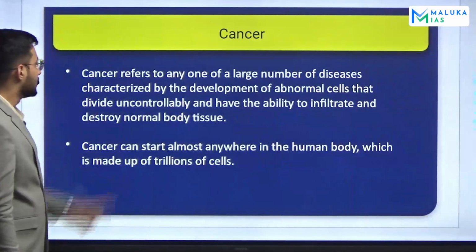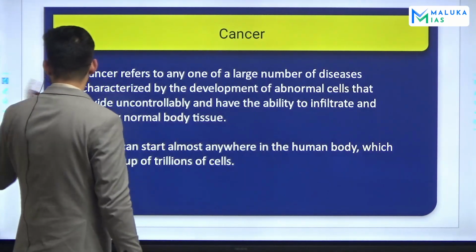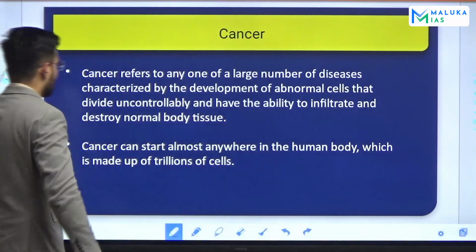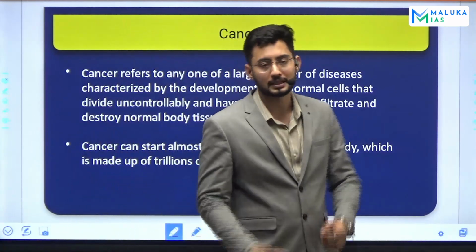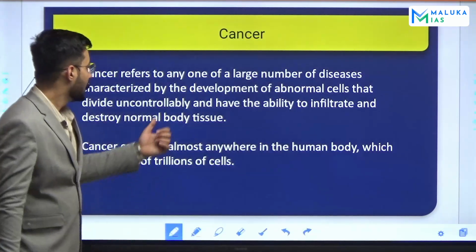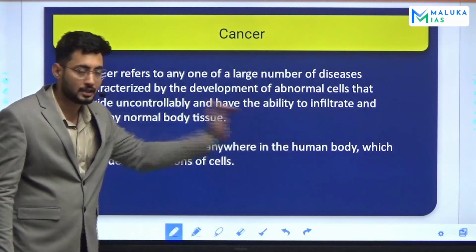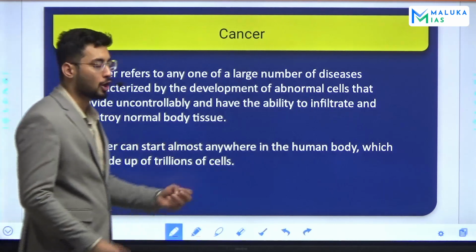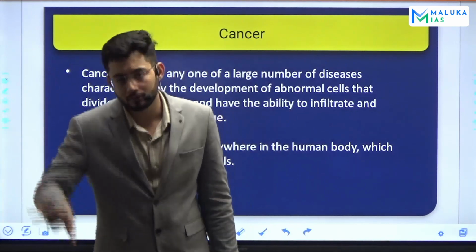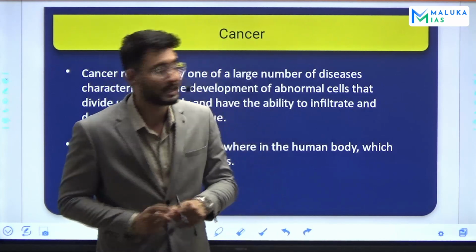We'll come back to this. Cancer refers to any one of a large number of diseases characterized by the development of abnormal cells that divide uncontrollably. मतलब they multiply and divide, they cannot be controlled. They divide uncontrollably and have the ability to infiltrate, invade and destroy normal body tissues. Cancer can start almost anywhere in the body, and it can spread to any part of the body.